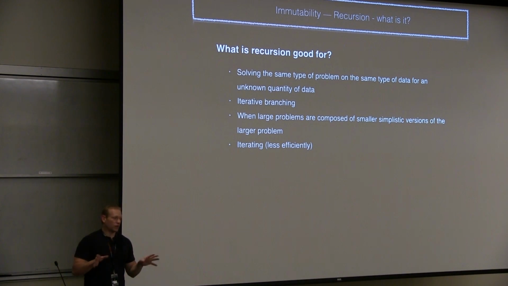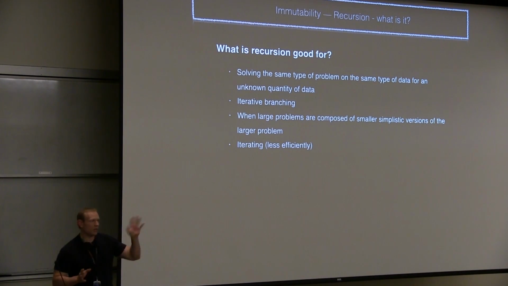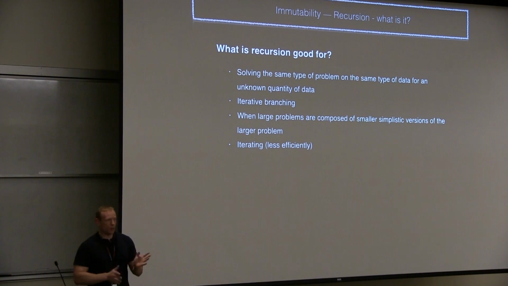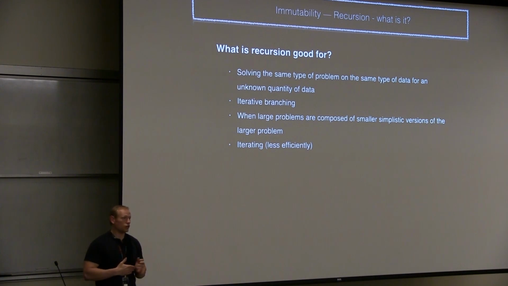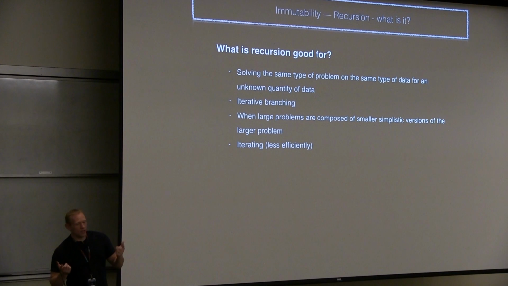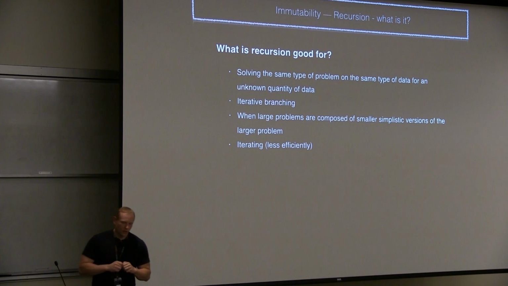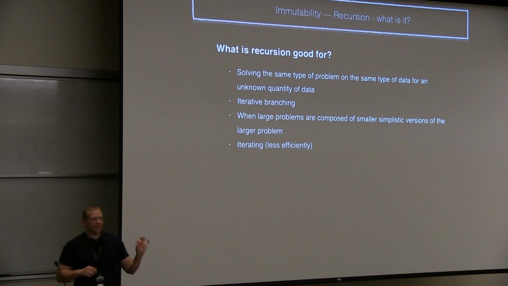That's where recursion is powerful. It's really good at iterative branching. So an example might be a tree, where there are many possible forks in the tree, and you maybe want one single outcome. Recursion is very good at solving those kinds of problems. You want it when you have large problems that are composed of smaller and simplistic versions of that same problem. So when you can break one big problem down into smaller problems of the same type, recursion is very good at this too. And lastly, it is also quite good at iterating, though it is less efficient, actually, than native JavaScript constructs. So the for loop is incredibly efficient.